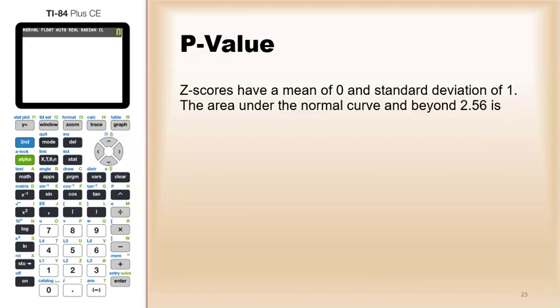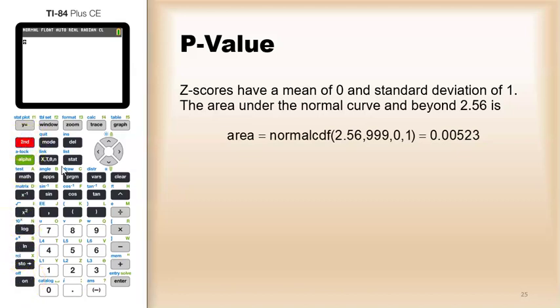Now, z-scores in general always have a mean of 0 and always have a standard deviation of 1. So if I want to find the area underneath the curve and beyond 2.56, I would use a normal distribution. On the calculator, I press second, vars, and choose the normal CDF. Then I enter 2.56 to 999, the mean of 0, standard deviation of 1, and paste it. And I get 0.005.